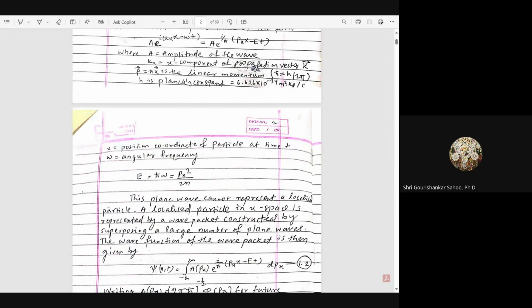So this plane wave cannot represent a localized particle. We will discuss later in detail what is a localized particle, what is a wave packet, what is group velocity, what is phase velocity. A localized particle in x space is represented by a wave packet constructed by superposing a large number of plane waves, which will represent a particle. A wave packet can represent a particle. A plane wave has both real and imaginary parts, and it never represents a particle.